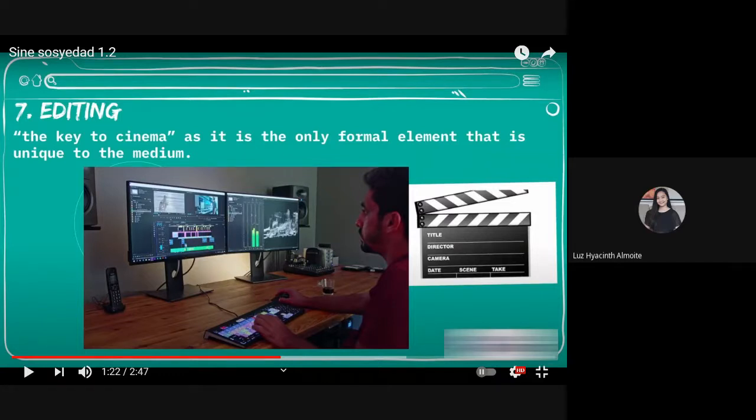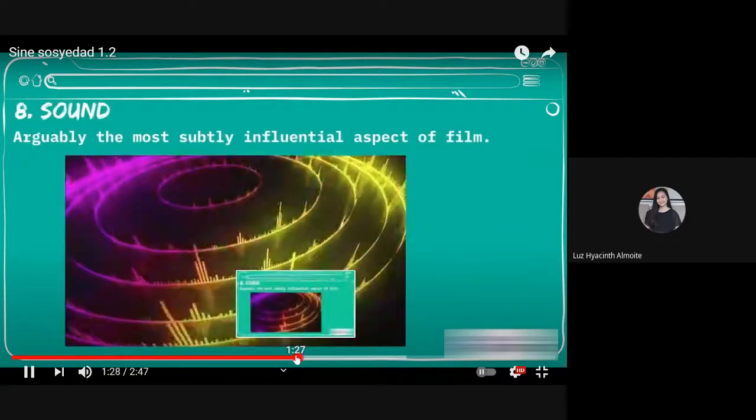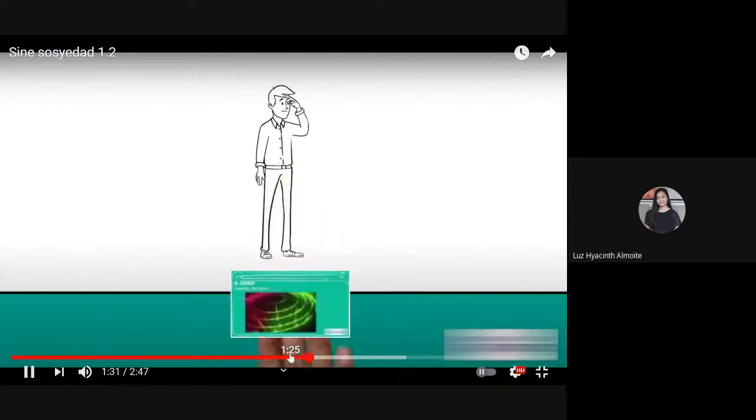So the editor uses time and continuity as tools in presenting the narrative. It is the editor's job to piece the whole movie together from all of the scenes in different cameras. The editor connects one scene to the next and sometimes several shots in the same scene with a few different editing techniques. The sound, it is the most subtly influential aspect of the film.